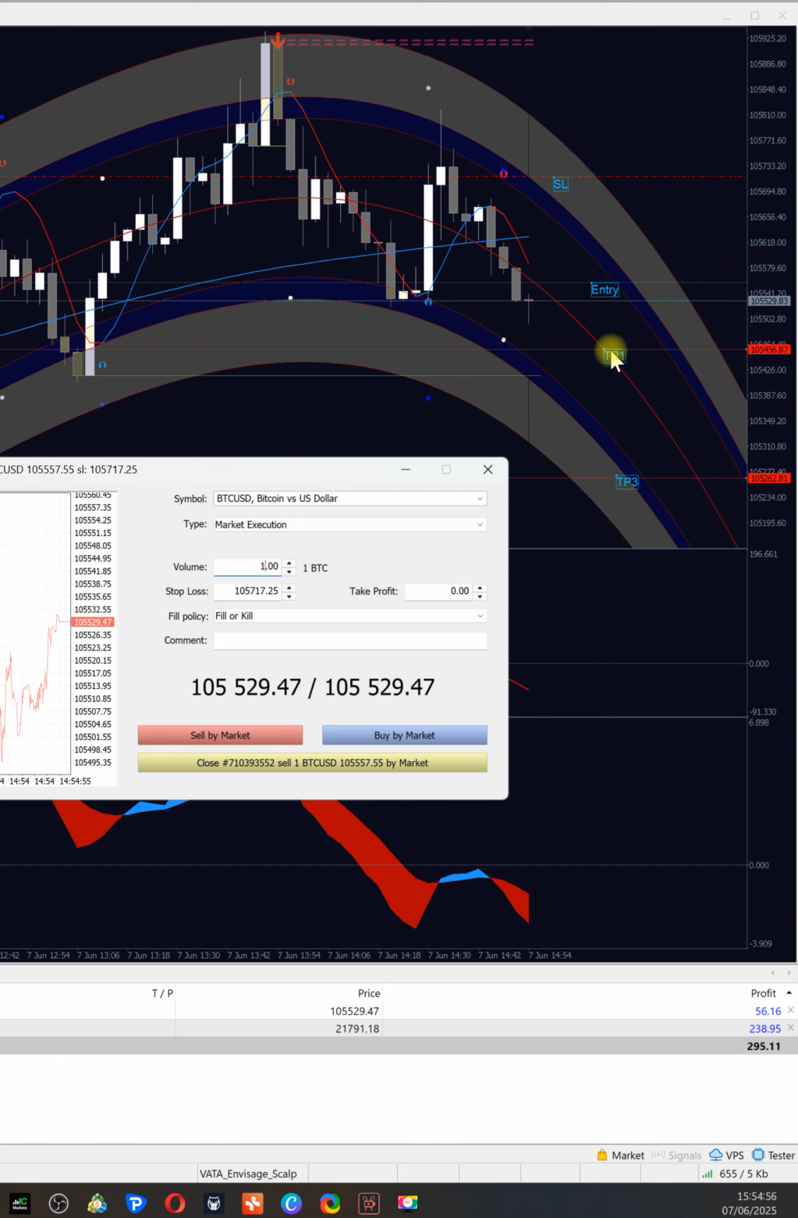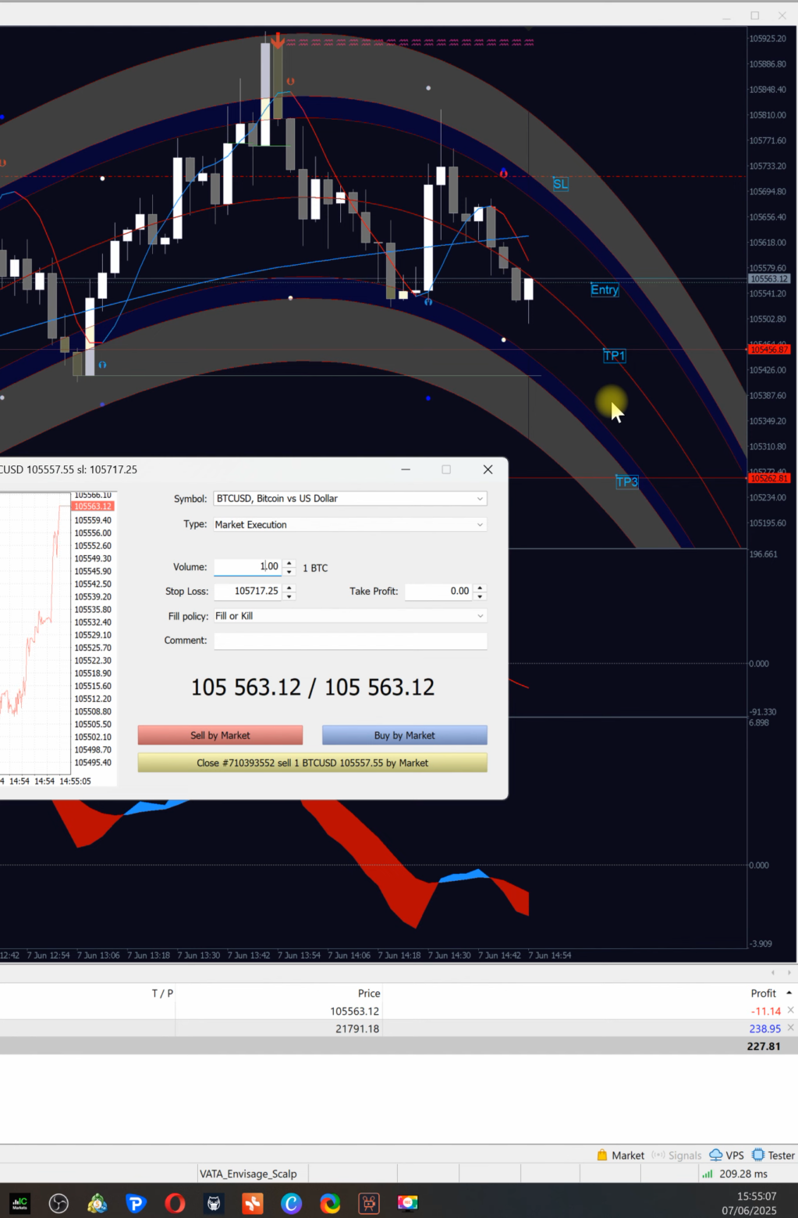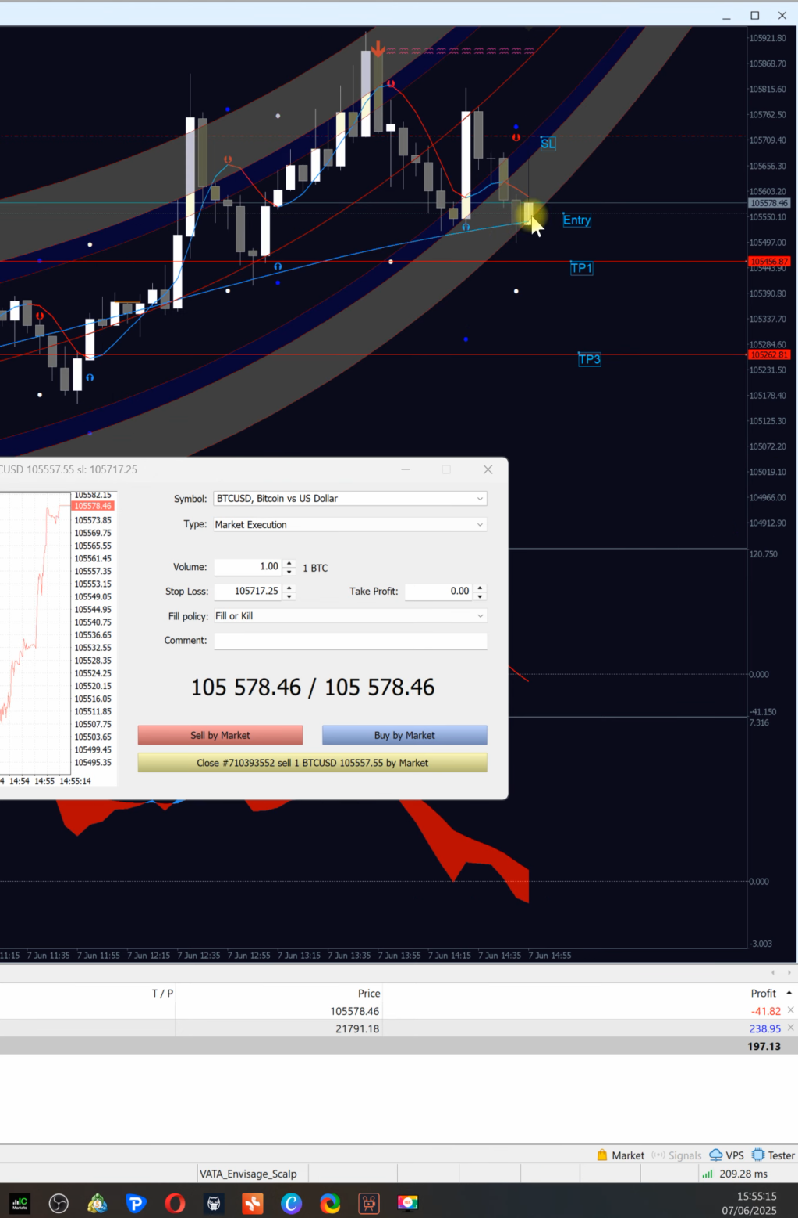We can automate this as well in the new versions of VATA Envisage in coming weeks or months. We'll be semi-automating that process where it is going to take partial profits and other stuff, and it may also be able to take some trade by itself. Now it is bouncing up. The reason is very simple, as I explained. The water curve can act as support and resistance, so we can expect this sort of thing is happening.